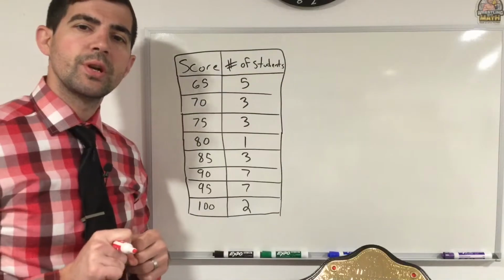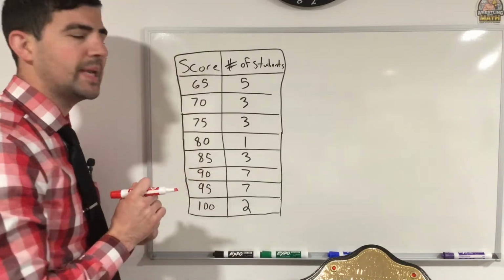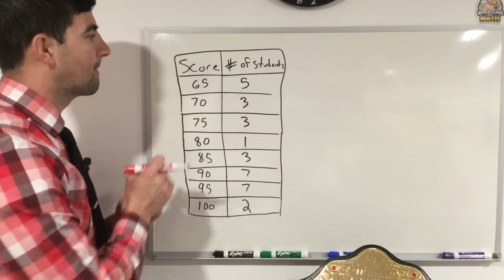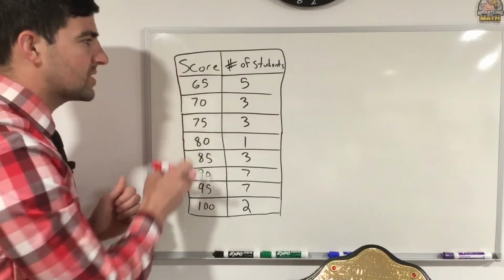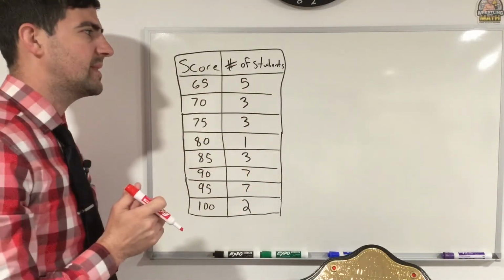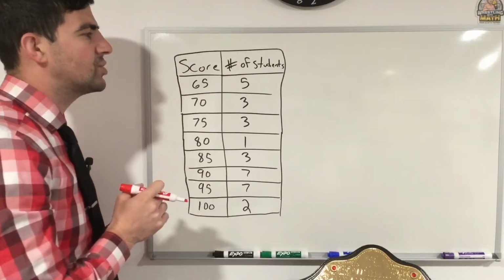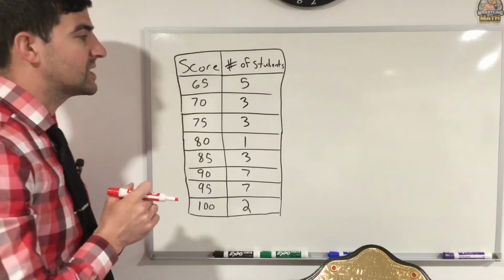Hey guys, Mr. Ferguson here on Wrestling with Math, and today we're going to look at finding the mean or average from a frequency table. My table here shows test score and the number of students that obtained that score. My directions say to round the mean or the average to the nearest tenth.